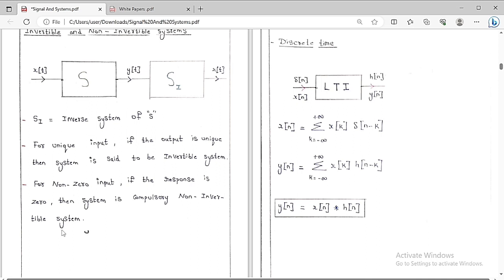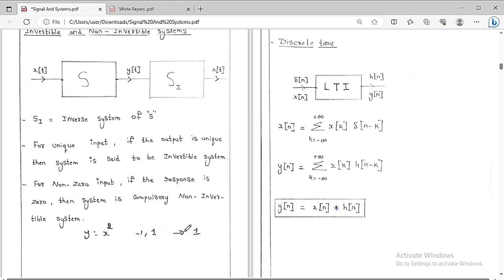Suppose there is some system with the relation y is equal to x square. For x is equal to -1 and x is equal to 1, what is the output that you are going to get? 1. So you can see the output doesn't know for what input you got the output. Here, for many inputs you got the same output. So this is not an invertible system.